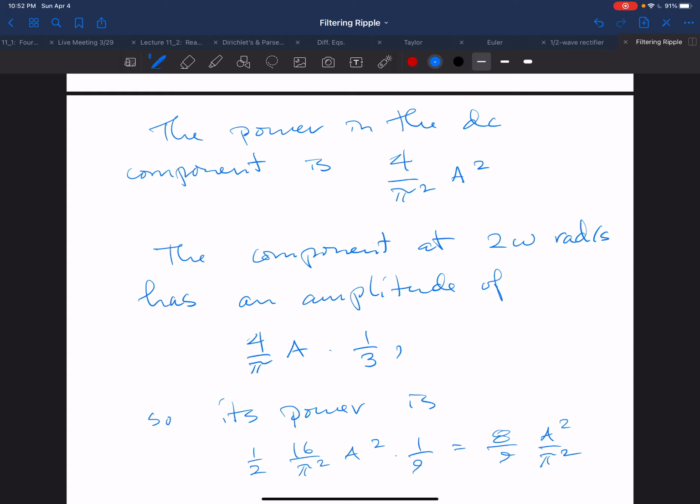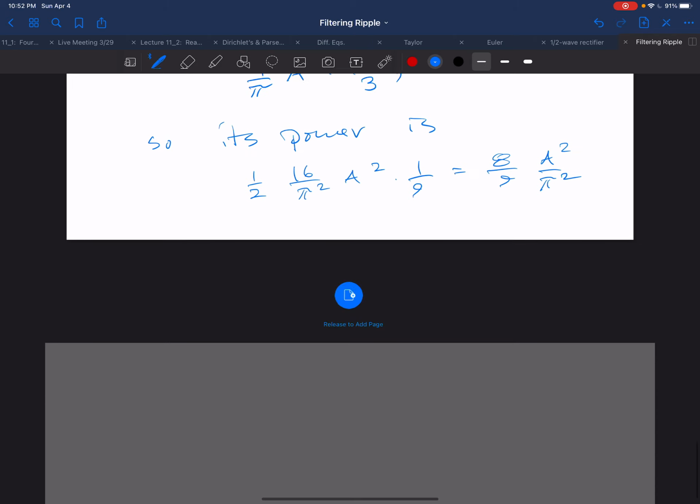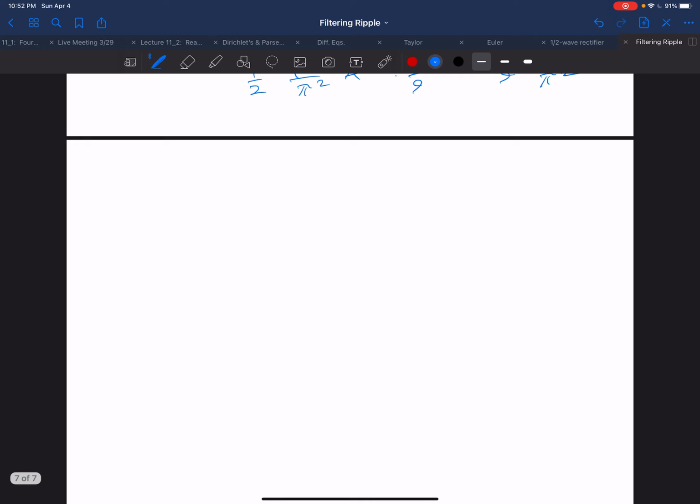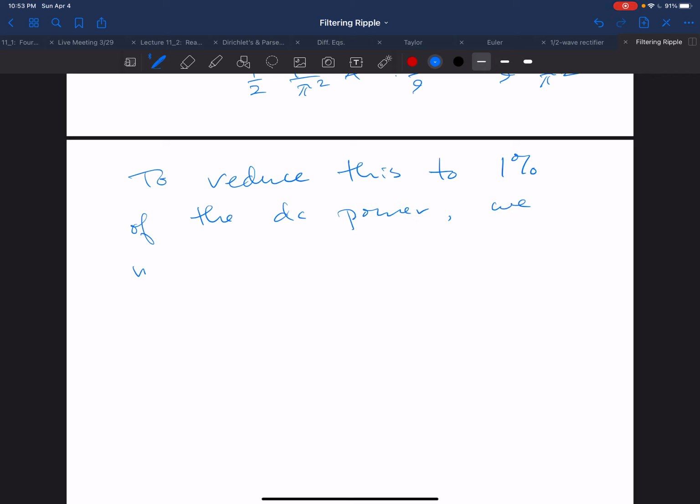But suppose we want to decrease it more. Suppose we want it to be only about 1% of the power in the DC component. In that case, we need to reduce it by a factor of 25. It's already about a quarter.